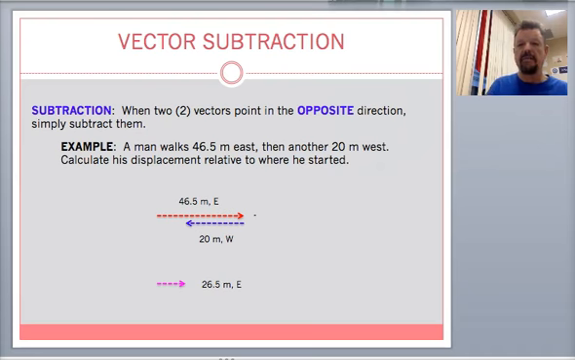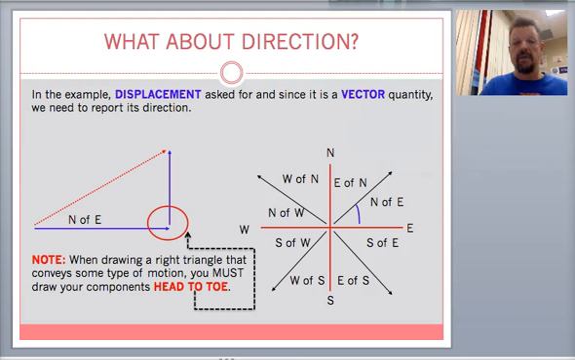On the other hand, if this same man walks 46.5 meters east, then another 20 meters west, you calculate his displacement relative to where he started from. And so you would subtract 20 meters west from the 46.5 meters east, and you would have a displacement of 26.5 meters east. In the example, since displacement is a vector quantity, you also need to report the direction.